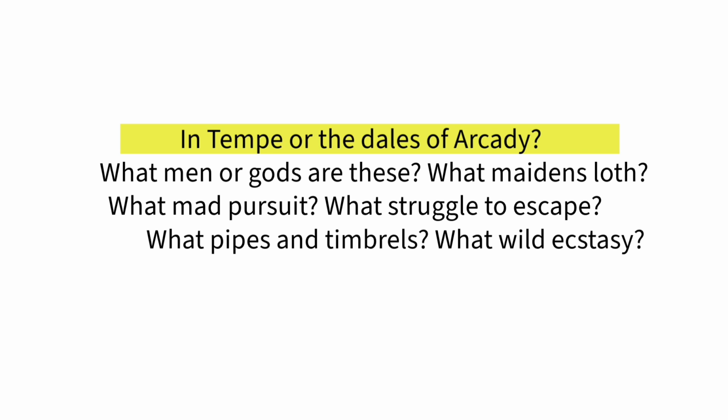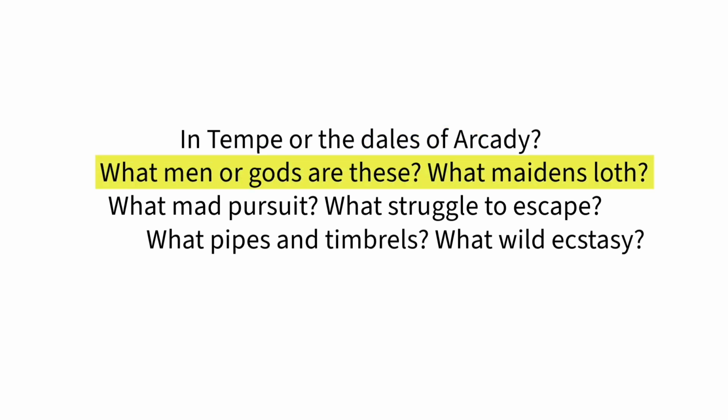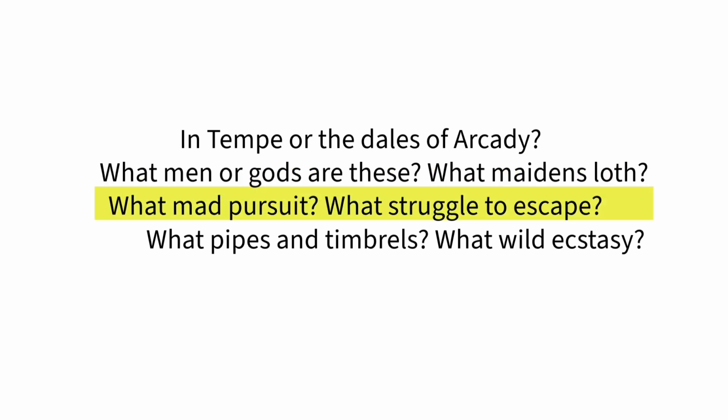Pan is the god of the wild. So John Keats wonders if the scenes on the urn are connected to these locations. What man or god are these? What maidens loath? So now he raises a question: who are these characters or entities depicted on the urn, and the reason behind the maiden's hesitation. Loath means hesitation.